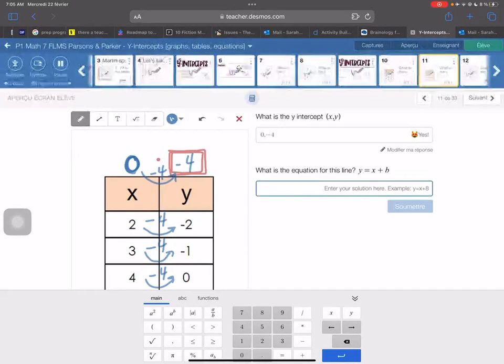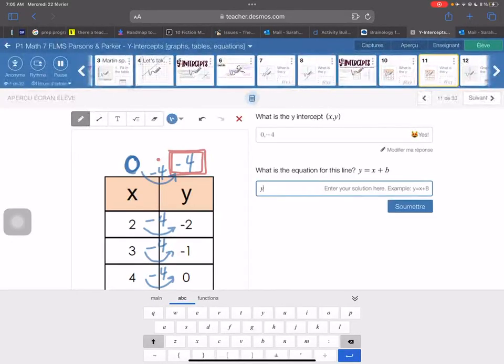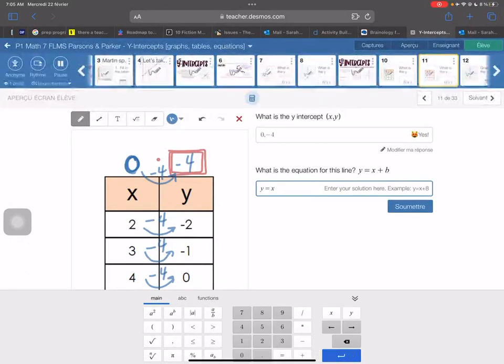The equation, again, should be y equals x plus b. In this case, the b is a negative 4. So instead of typing in plus a minus 4, I'm just going to type in minus 4.